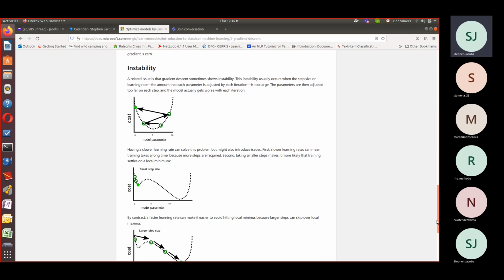First, slower learning rates can mean training takes a long time because more steps are required. Second, taking smaller steps makes it more likely that the training settles on a local minimum. So you stand much more chance of not getting stuck in a hole if you're moving really fast.